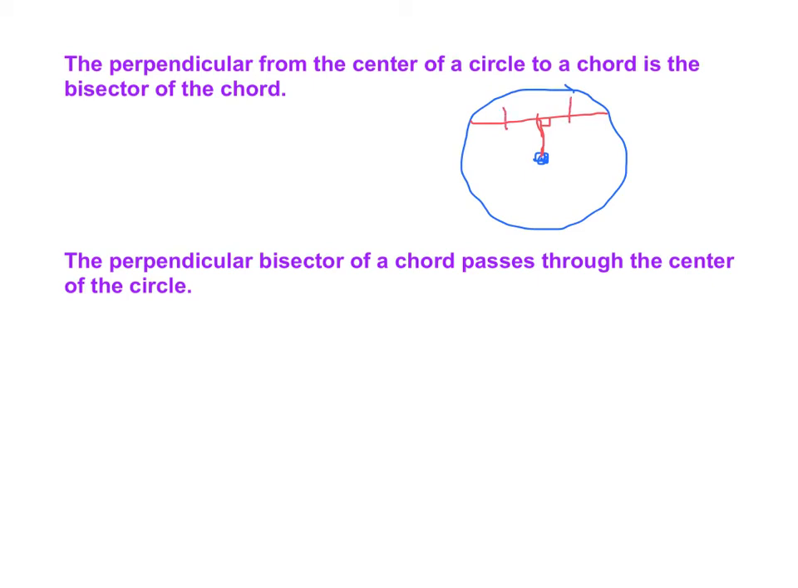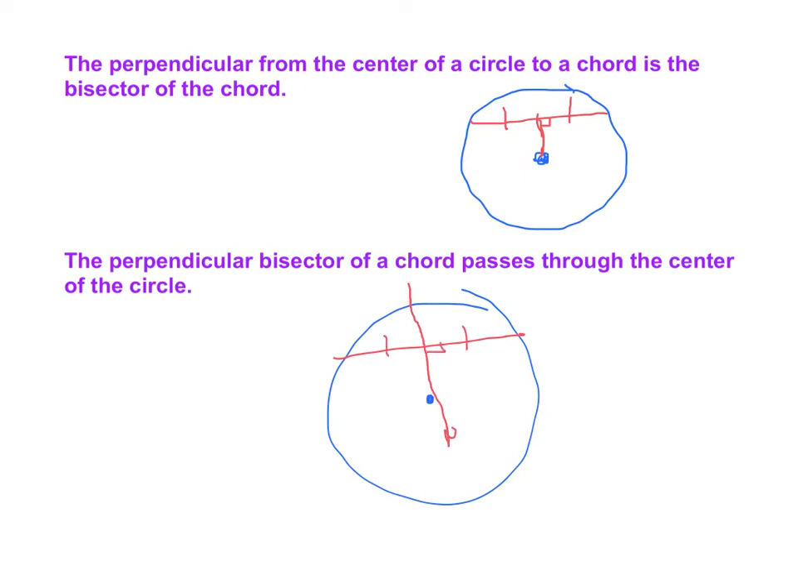And then this next one says that if we have a circle, the chord, then the perpendicular bisector of the chord passes through the center of the circle. So this goes along with the other one. Basically, if we have this line that bisects this chord and has a perpendicular angle, then it's also going to go through the center.